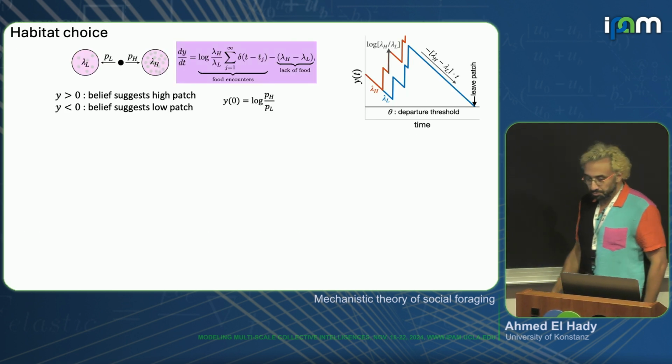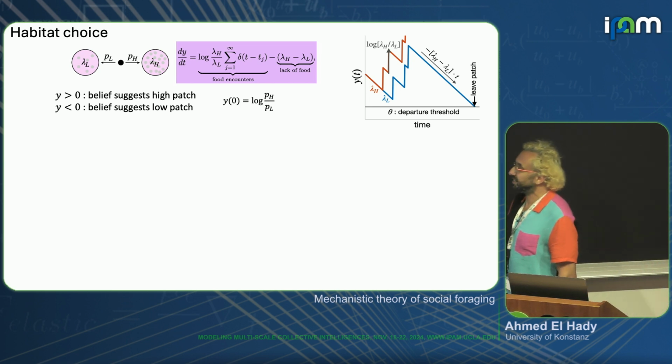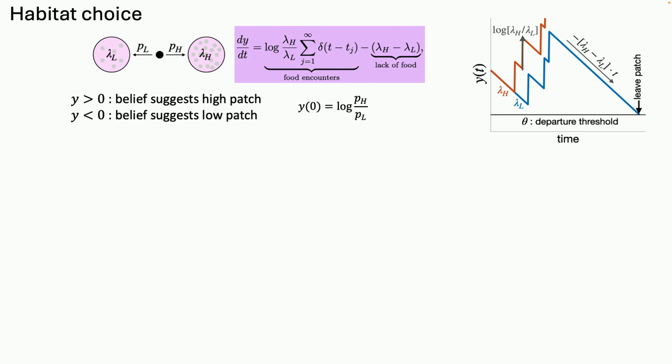Here I will treat the simplest problem, a binary environment; we solve it for ternary and more. There is a high food arrival rate and a low food arrival rate with certain probabilities. You can write down the stochastic differential equation of the belief, where y is your belief variable, and you have two terms, one that accounts for the food encounter and one for the lack of food. The best way to represent this is pictorially, looking over time. If I begin with my belief here, I'm in the high patch, move to the low patch, move to the high, move to the low, and I keep doing this until I leave the low patch asymptotically and stay in the high patch.